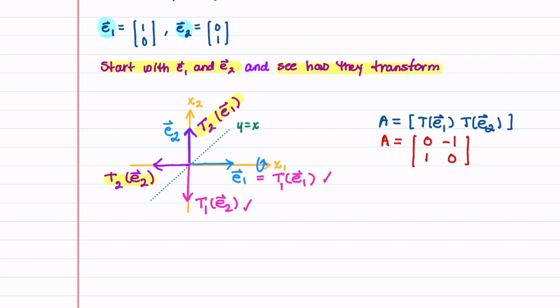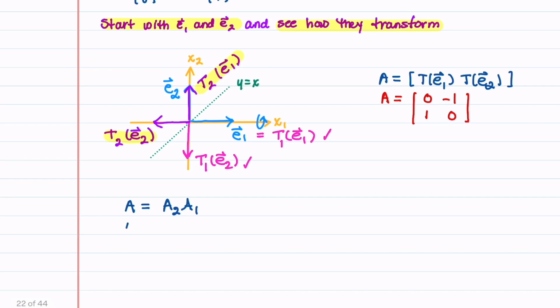I want to do one more thing before we finish this problem. This problem can also be solved using matrix multiplication, and I want to go ahead and do that for you. We can say that our standard matrix A is A2 times A1, where A1 is the standard matrix for our first transformation, and A2 is the standard matrix for our second transformation. Our second transformation is when we reflect vectors about the line y is equal to x. So the x and y components change. So our A2 is 0, 1, 1, 0.